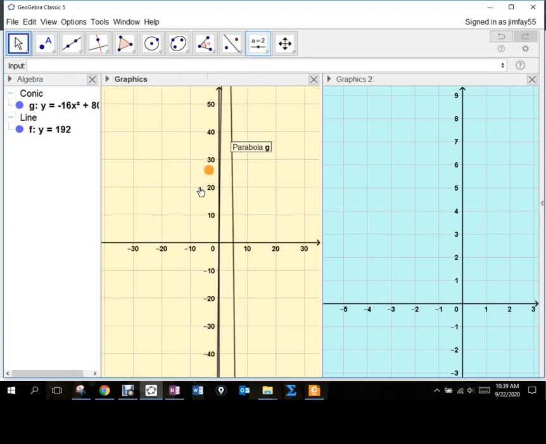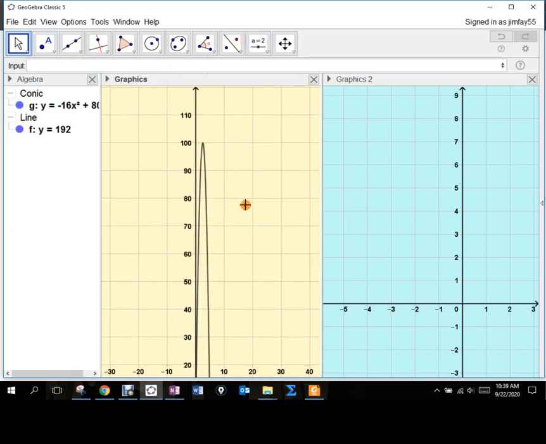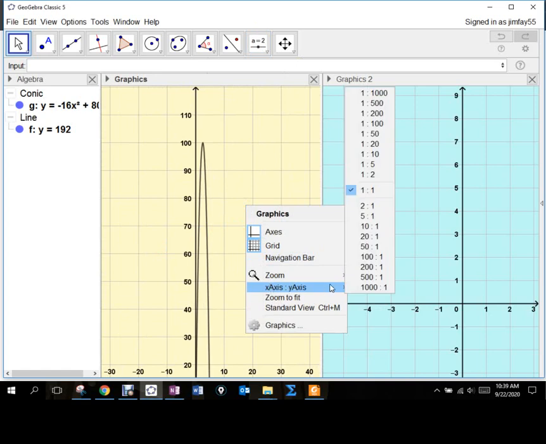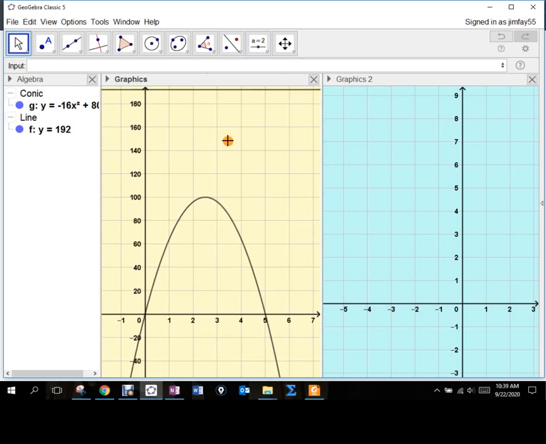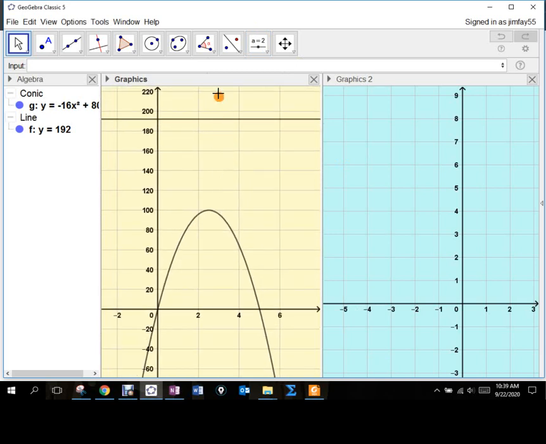So it's giving me this parabola. Let's see if we can mess with the axes a little bit to make this a little bit nicer. There we go. So we're getting that parabola and that line up there. They do not cross graphically, right? That's the situation that we started with. That's the physical question that was presented. Does that make sense? Okay.